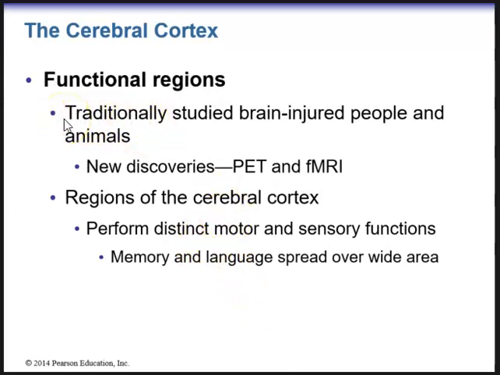Now, functional regions are traditionally studied. So we were able to study brain-injured people and animals, and we can figure out what some of these regions do. We always have new discoveries using PET scans or MRIs. We do have regions of the cerebral cortex that perform distinct motor and sensory functions. However, memory and language are spread over a wide area.